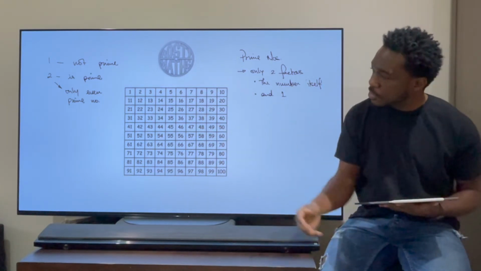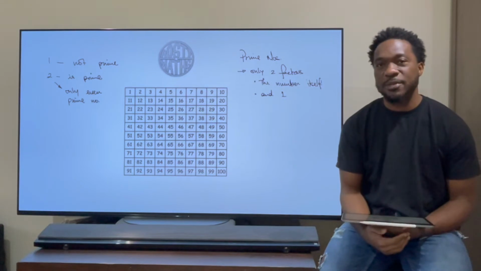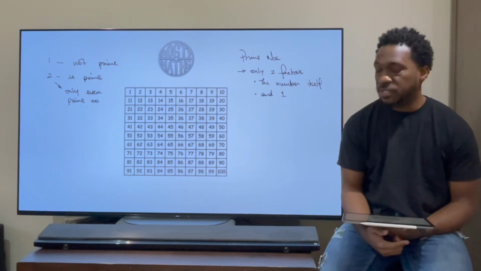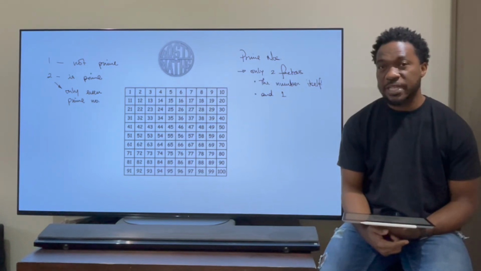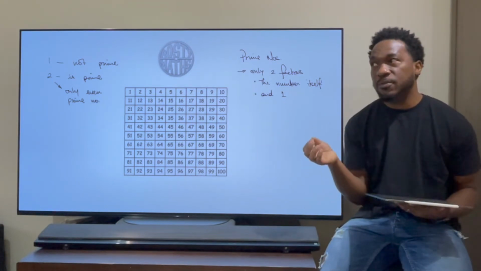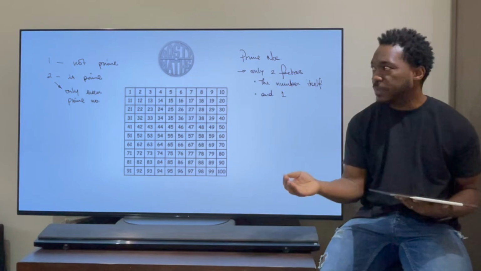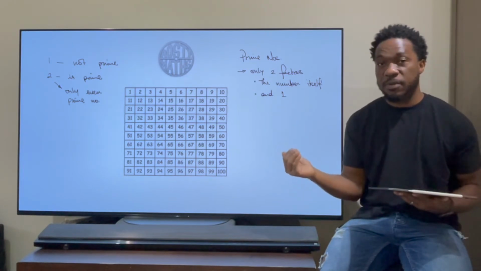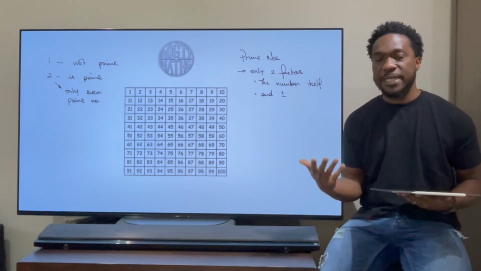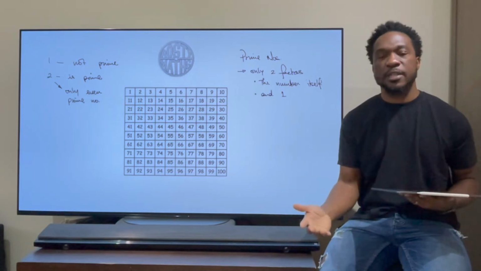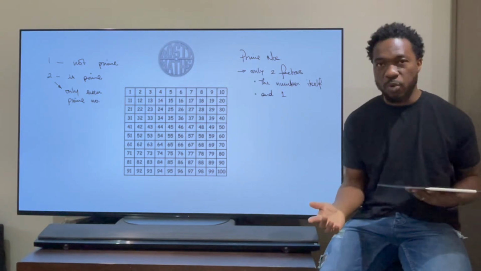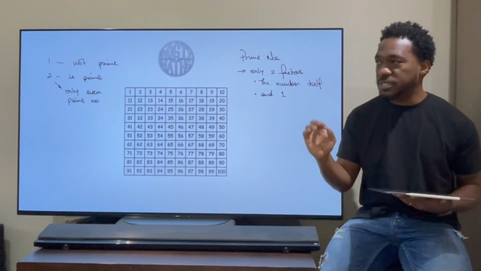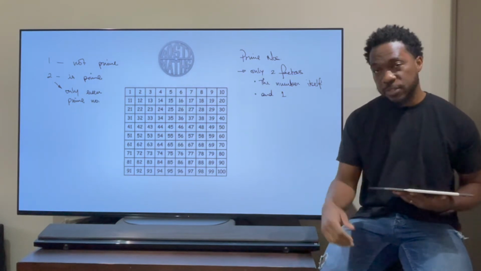Now how do I use my 100 square to work out the prime numbers? Well, I'll go down my multiplication table and highlight all of the numbers that are not prime. By the way, all numbers that are not prime are called composite numbers, because they are made up of other numbers besides itself and 1. Anyway, back to what I was doing.